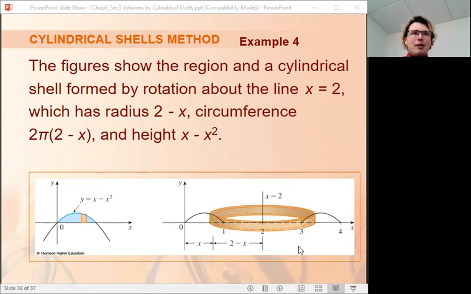Notice, however, that my radius is going to be defined from the x-coordinate x equals 2. I am not spinning about the y-axis. I'm spinning about x equals 2. So this will change the geometry slightly.